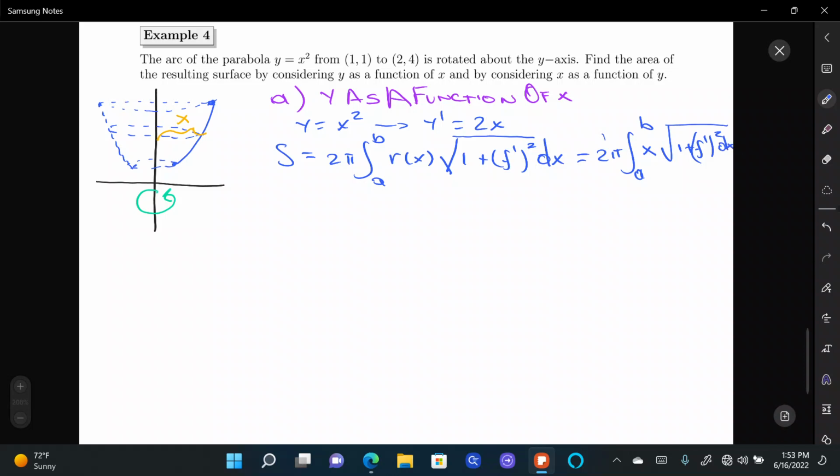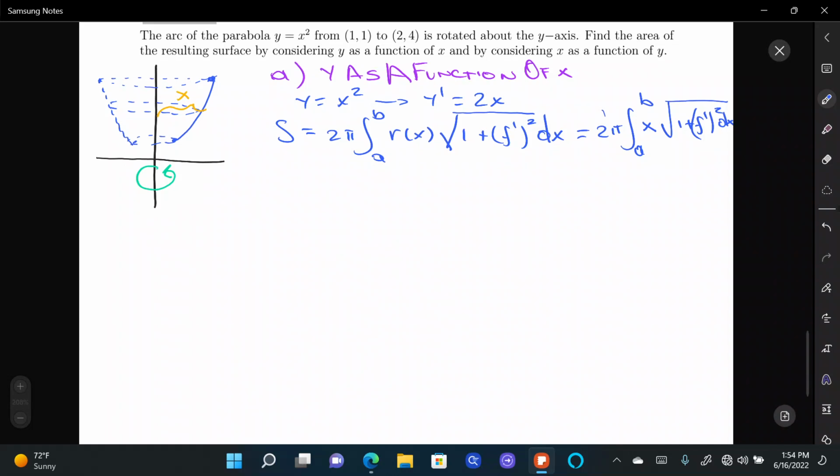But the question is, is x already a function of x? It is, right? So we don't need to replace that x with anything else. Alright, so let's just plug in for the derivative. s equals 2 pi, and in this case, the limits of integration are pretty much given, from 1 to 2. And that's x times the square root of 1 plus the derivative of x squared, which is 2x, the whole thing quantity squared.